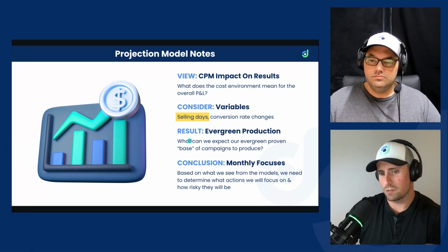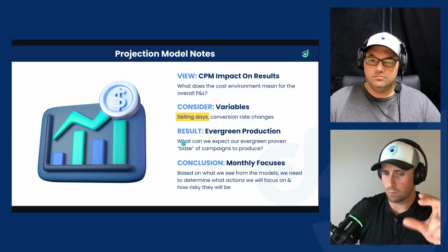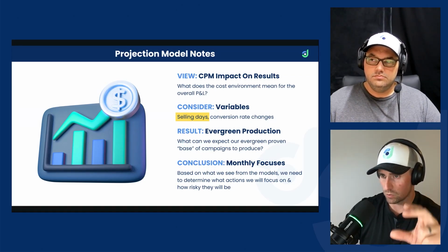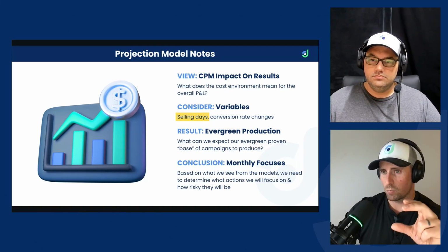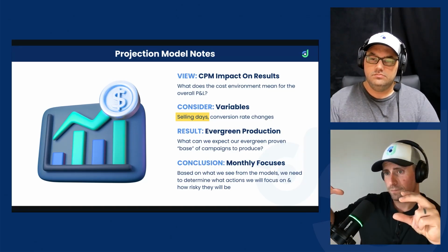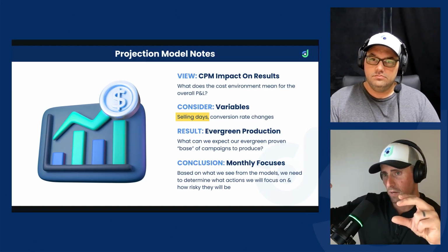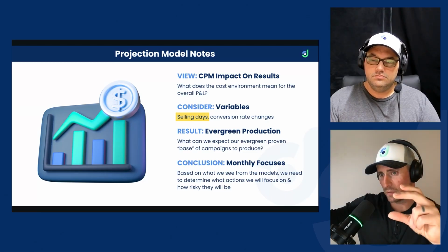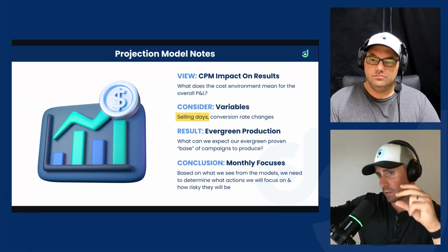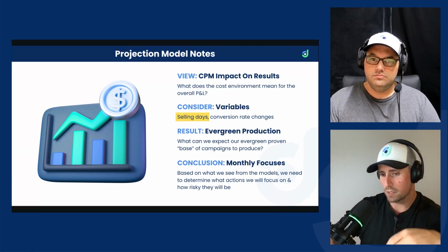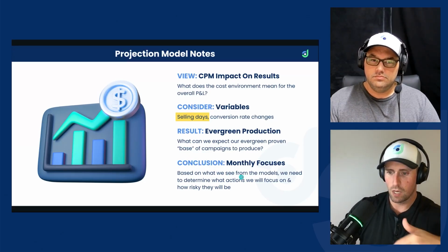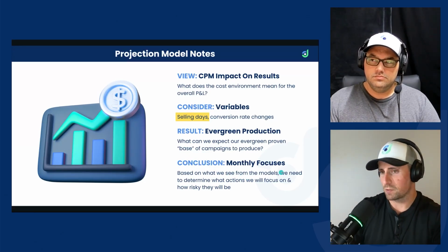The result of this is to get an understanding from our evergreen production, what can we expect our evergreen proven base of campaigns to produce? And the reason this is important is if you have a goal on a monthly basis, we want to do X amount of revenue. Well, based off what we did last month, do we have a surplus or a delta that we need to go through and make up for? And that's going to determine the monthly focuses. What actions do we need to focus on and how risky can they be?